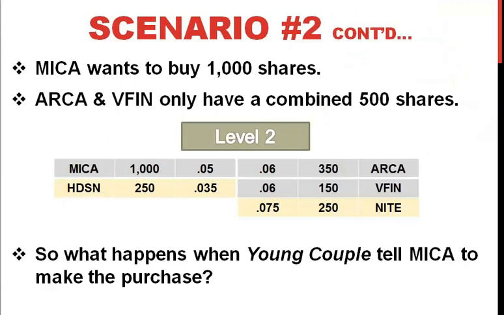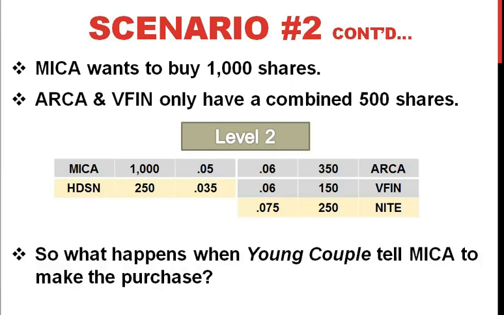Got a little bit ahead of myself, but let's just go over the math again. Micah wants to buy 1,000 shares total. However, the best ask, the inside ask, is only offering a combined 500 shares. And just one more time, I want to add the 2 zeros rule. Remember, that's going on. We got to add 2 zeros. So that brings up the obvious question. Well, what happens when the young couple tells Micah to make the purchase?